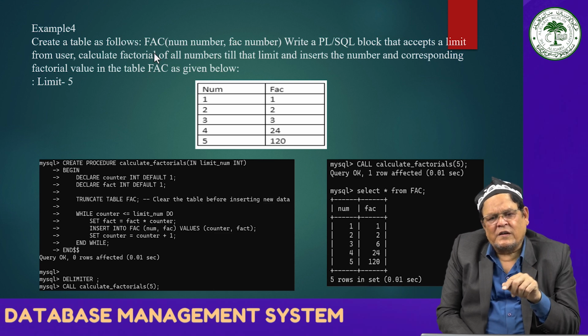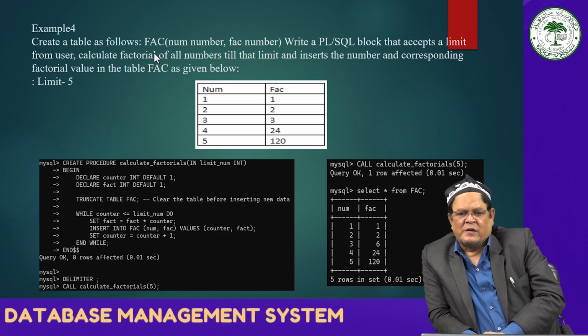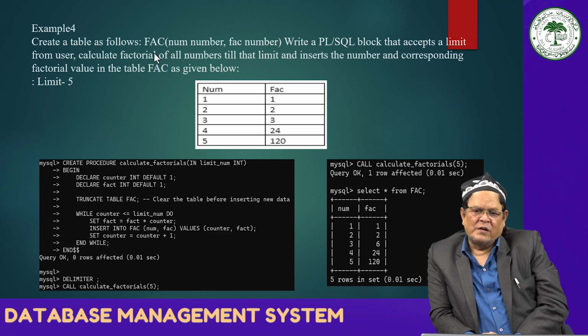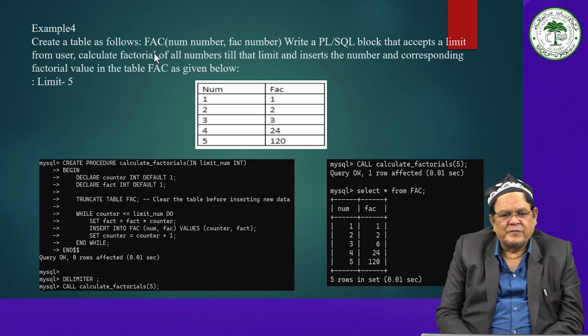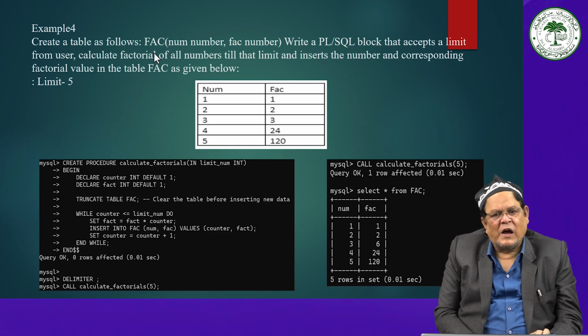You have to write select star from fact. You will see the number and factorial 1, 2, 6, 24. Five rows will be displayed. In this way, we are able to find the factorial.